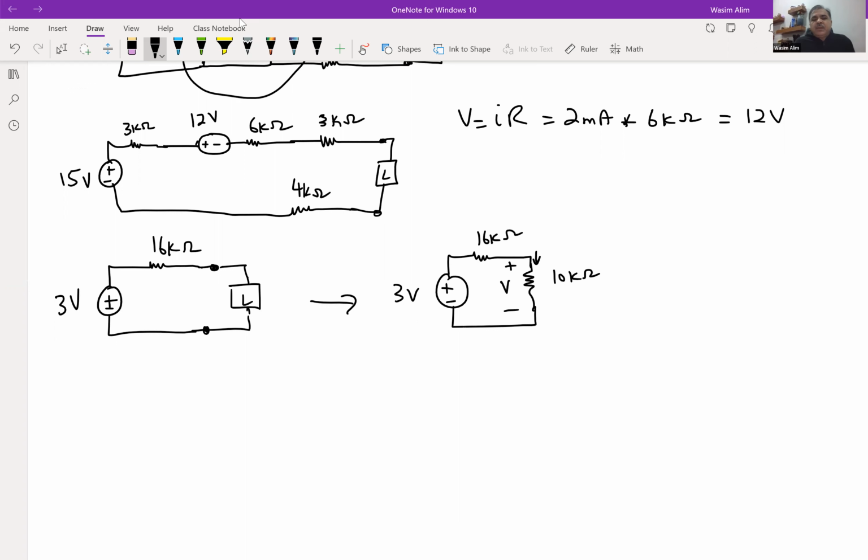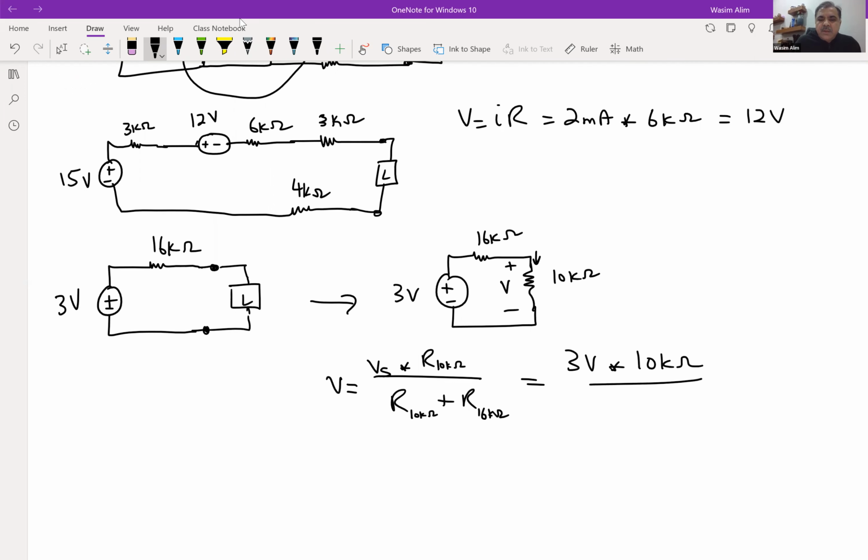Okay, so this voltage, using our technique of voltage division, we can find this to be, let's say this is R, 10 kilo ohm, and then you can add the two. Okay, so Vs is 3 volts. This is 10 kilo ohm. And we have 10 kilo ohm plus 16.